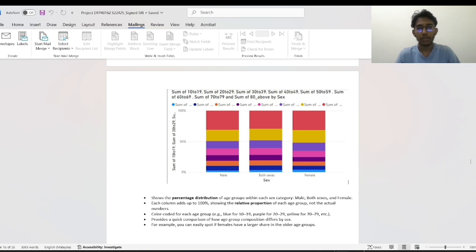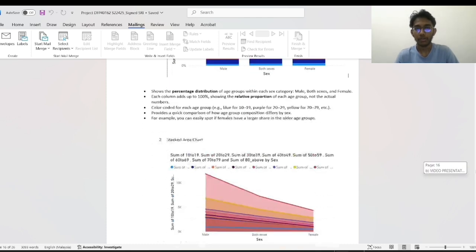So each column adds up to 100%, showing the relative portion of each age group and not the actual numbers. And we have been using colors. The first color is blue for the 10 to 19 age group, then purple for the 20 to 29 age group, and then yellow for 70 to 79, and so on. This chart provides a quick comparison of how age group composition differs by sex. For example, you can easily spot if females have larger shares in the older age groups.